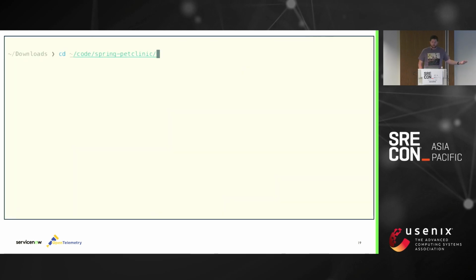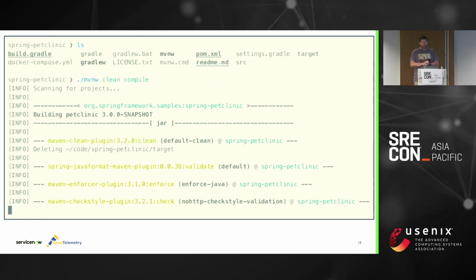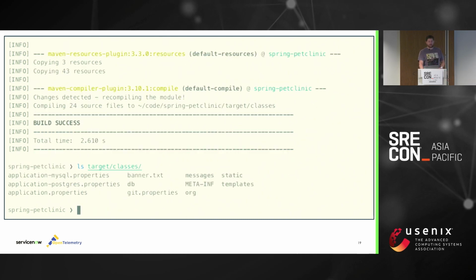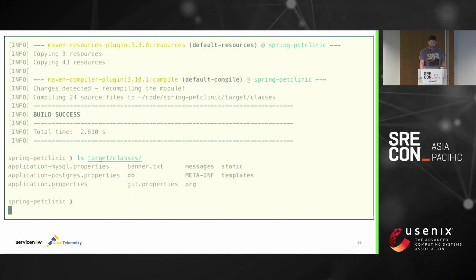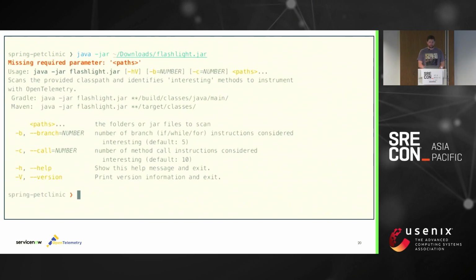Here I've already put Flashlight in the downloads folder, so let's navigate to the project's code base. Pet Clinic is a Maven project, so we can run the Maven compile task to make sure that it's ready for Flashlight to scan. Once that's done, you see the compiled classes in the target class folder. Flashlight is distributed as an executable jar. So we can make sure that we can run Flashlight from our project directory by calling java -jar and the path to flashlight.jar. The default command shows all the command options.